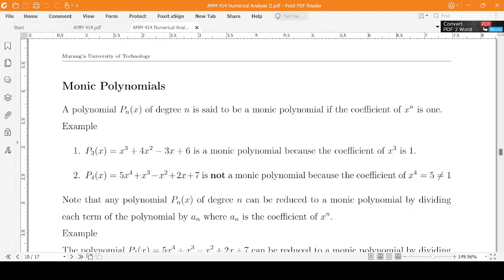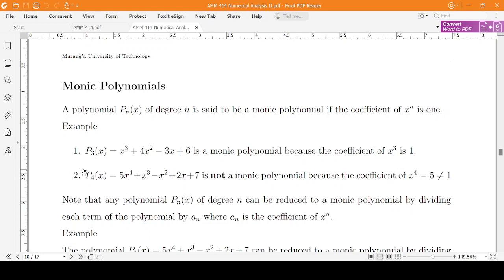So if we are given a polynomial and we want to determine whether it is monic or not, we just need to know the degree of that polynomial. If the degree is 3, for example, then we check the coefficient of x power 3. If the coefficient is 1, then we know the polynomial is monic. If it is not 1, then the polynomial is not monic. And we are talking about positive 1 here, not 1 in magnitude. So if it is negative 1, then the polynomial is not monic.